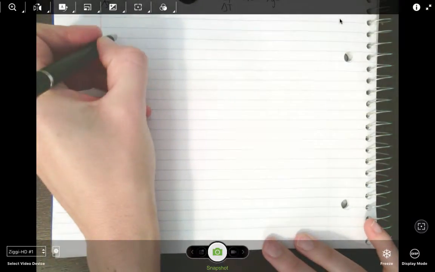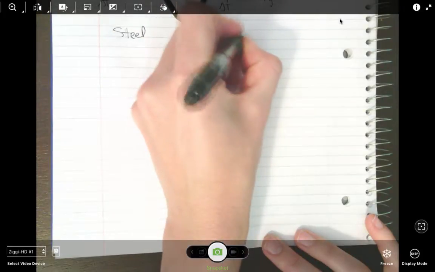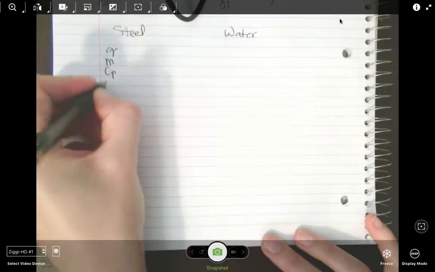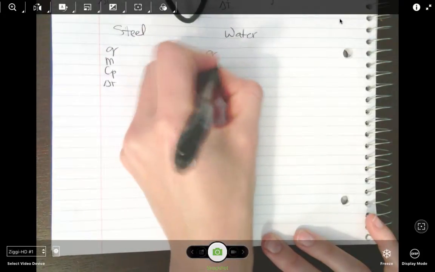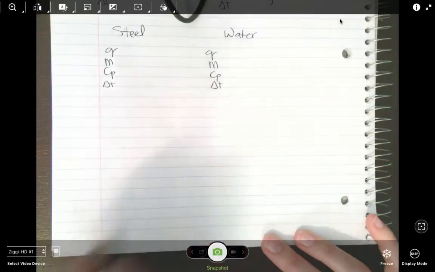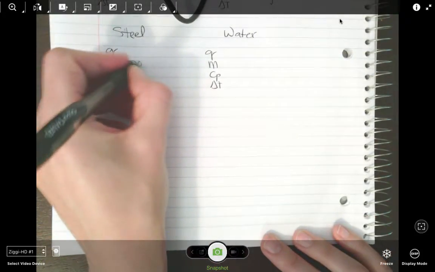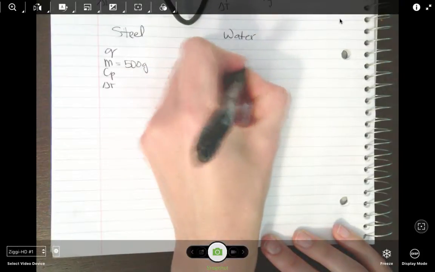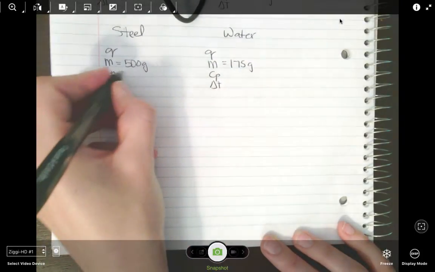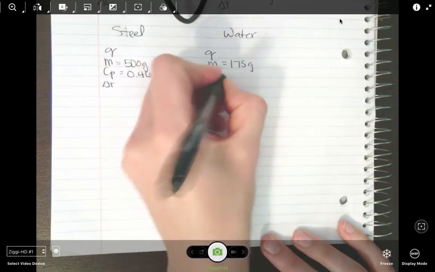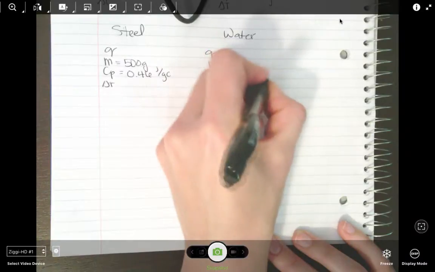So what you need to do first is list the variables that go with the specific substance. So I have Q, M, Cp, delta T for steel, Q, M, Cp, delta T for water. It told me at the very beginning the mass of steel was 500 grams and water was 175. The specific heat of steel at the very bottom of the problem is 0.46 joules per gram Celsius, and then water, 4.184 joules per gram Celsius.